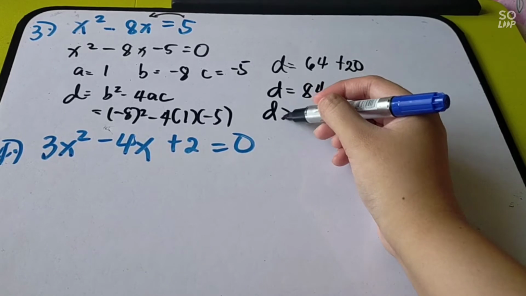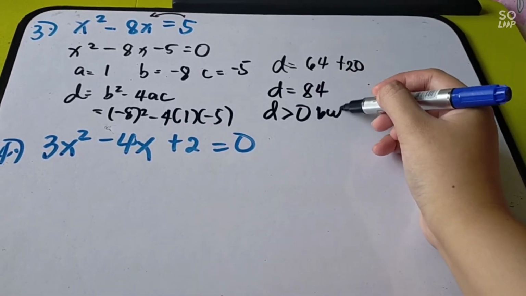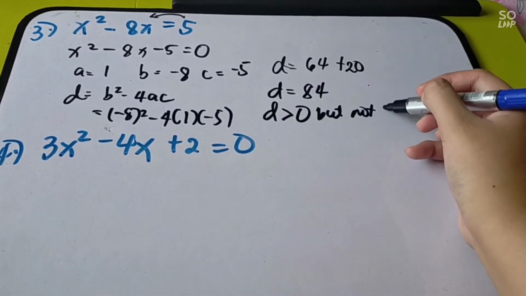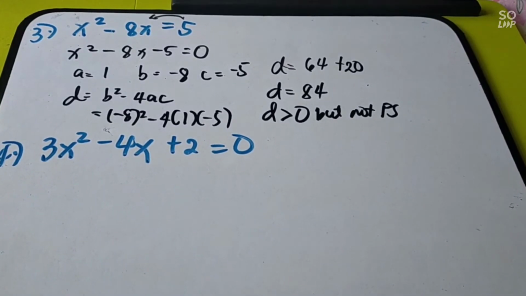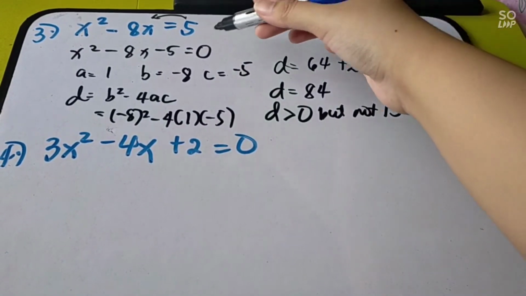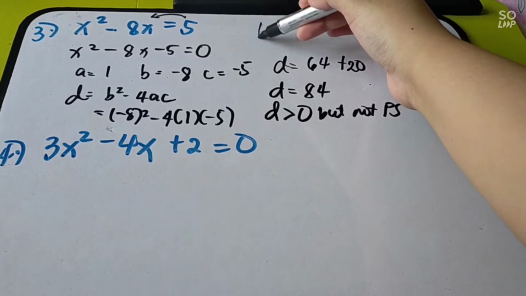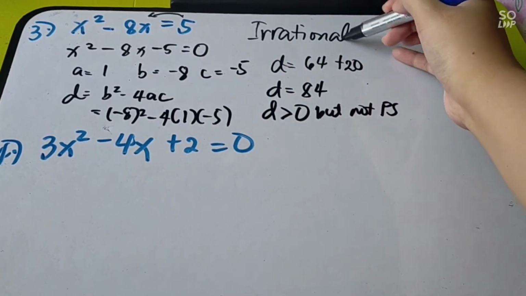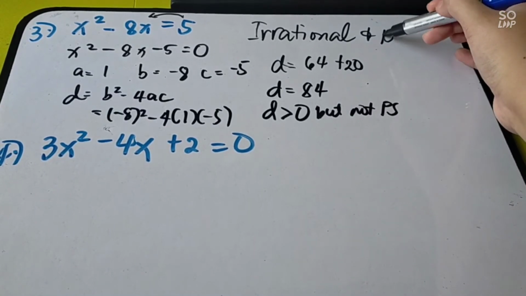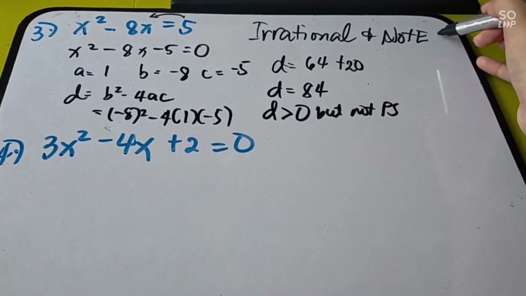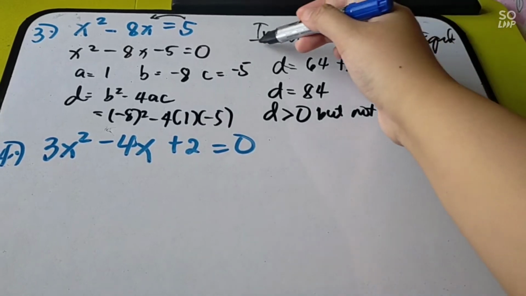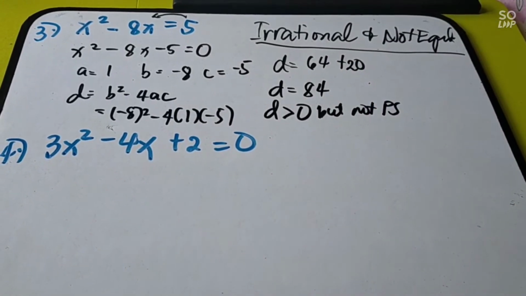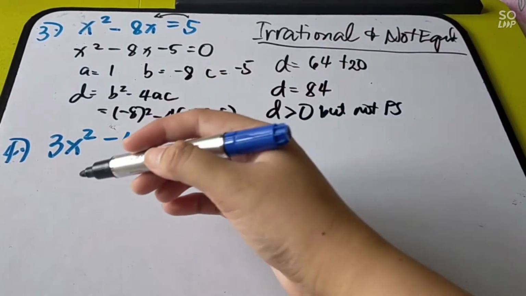Then, d is greater than 0, but not perfect square. Since it is not perfect square, the nature of the roots of this equation is irrational and not equal. That is it. Diba? Ganun lang kasimple. Next tayo, let us have number 4.